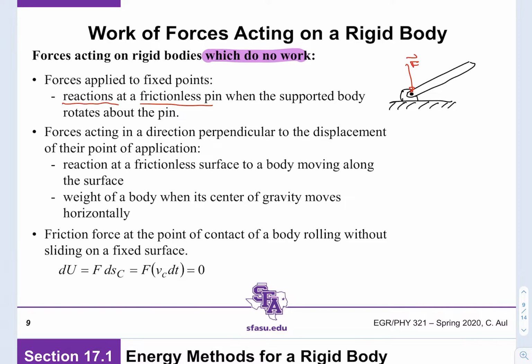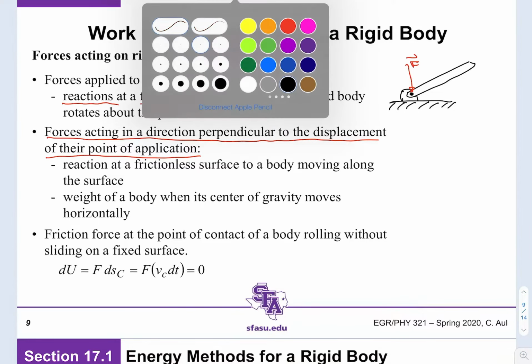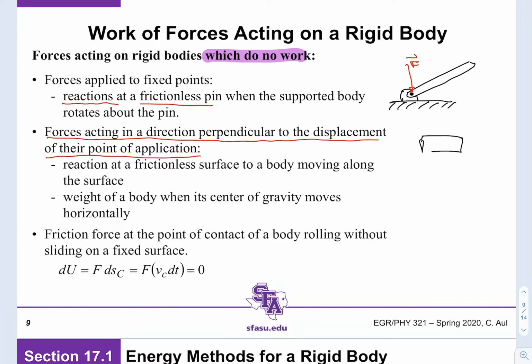This is especially true if I have some sort of reactions of a frictionless pin. If I were to take this out and do a free body diagram, those forces are not going to do any work because the point is not moving. So the ds or dr term is 0, so I have no external work. That's pretty easy to see.